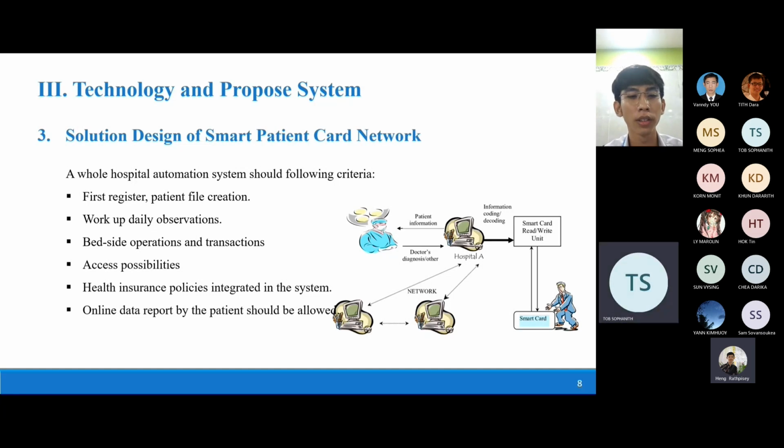criteria. First, registration and patient file creation, and second, work-up and daily observation. Third, bedside operation and transaction, and fourth, access possibility or confidentiality included, and fifth, health insurance policy should be integrated in the system, and the last one, online data reporting by the patient himself or herself should be allowed.